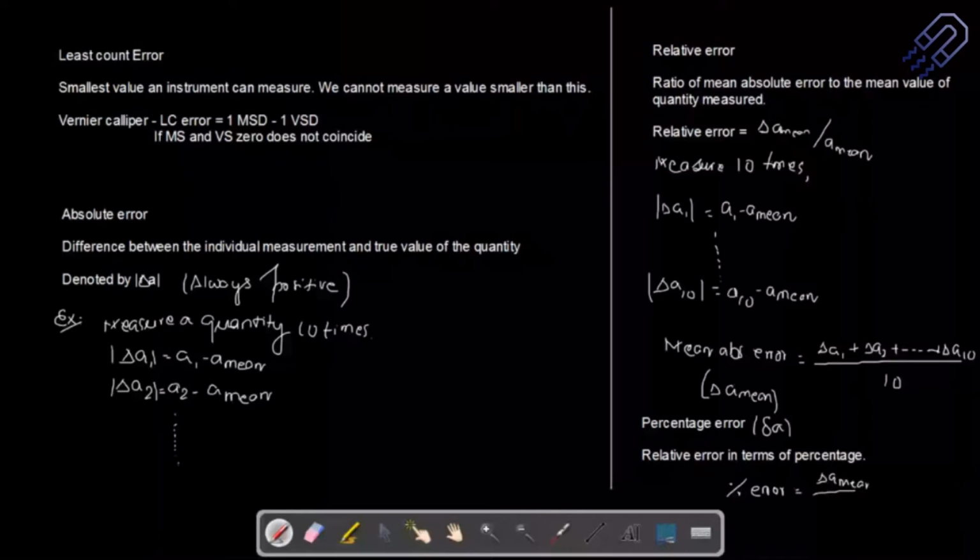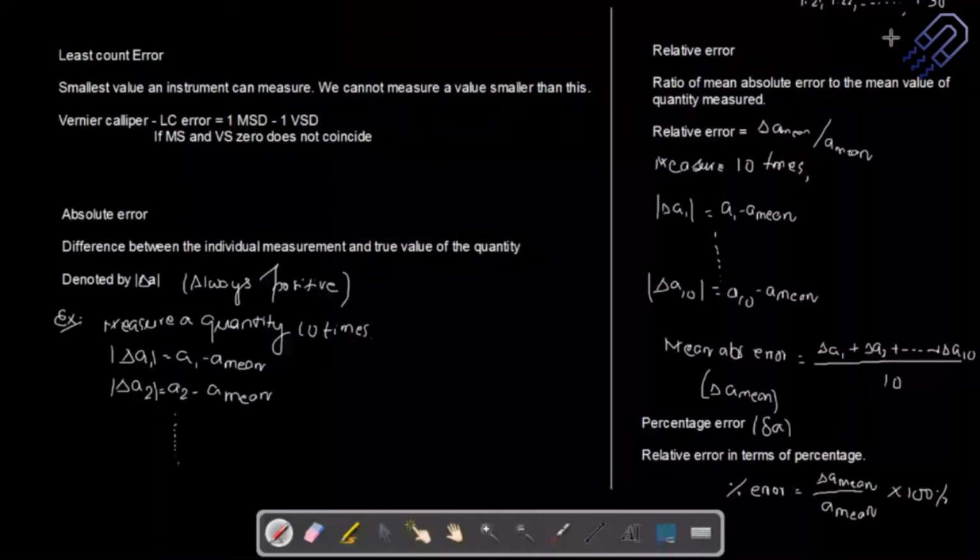Sir, can you explain again from relative error? Okay, so I'll just get back to that again. So what happens is relative error. Let's say I want to measure the weight, and let's say I have measured it 10 times. The weight is, let's say, 1.21, 1.22, and so on, and let's say I'm measuring it up to 1.30. So these are the 10 values that I basically have.